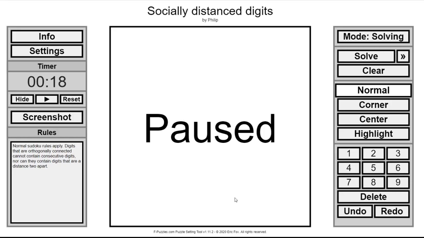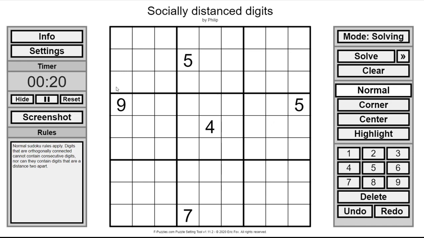Hello everyone, welcome back to another Sudoku. Today we're going to be looking at socially distanced digits.